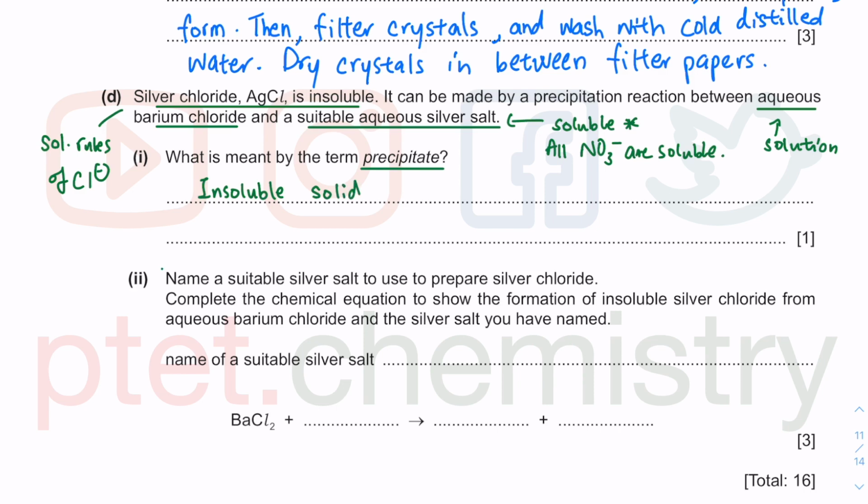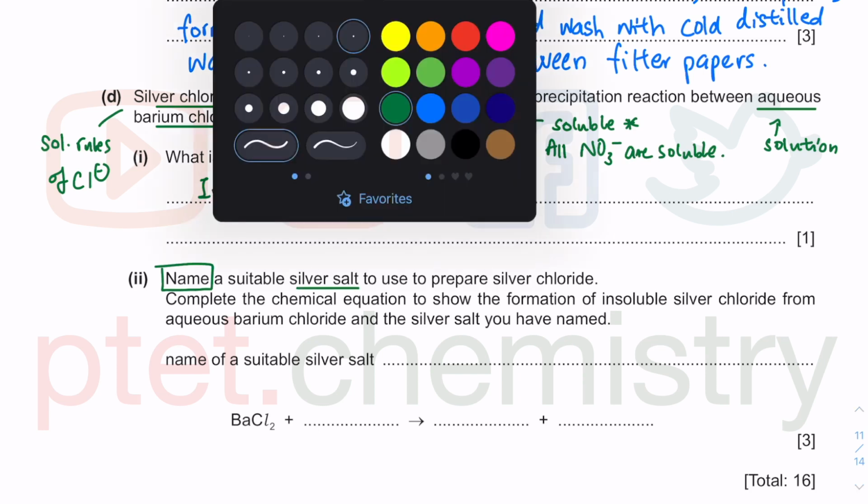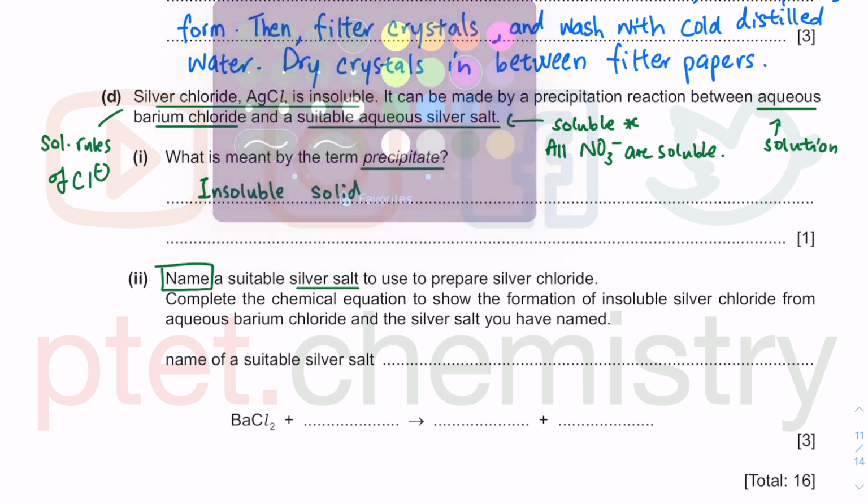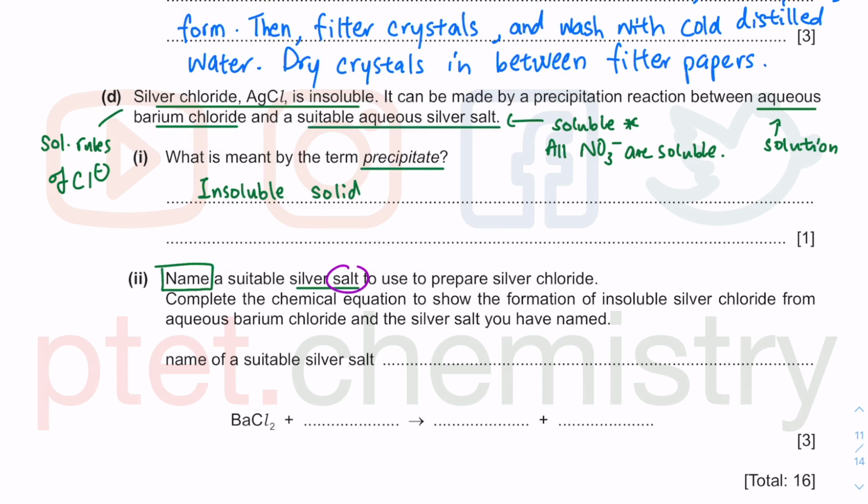The next bit is name a suitable silver salt. It's got to be a salt. It cannot be a silver oxide or something. It's got to be silver nitrate. All nitrates are soluble. And what can we do? We can then write the formation of insoluble silver chloride from the aqueous barium chloride. They want the chemical equation.